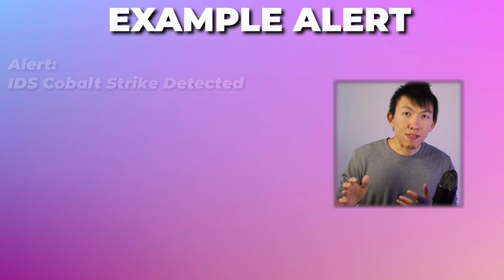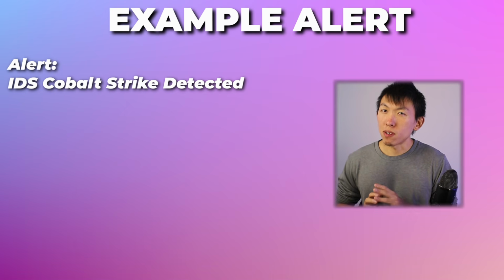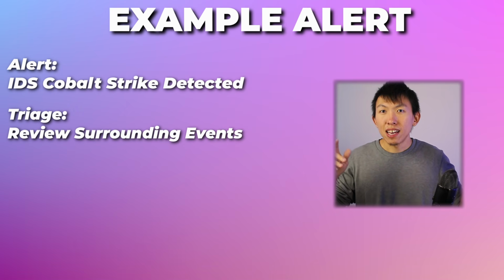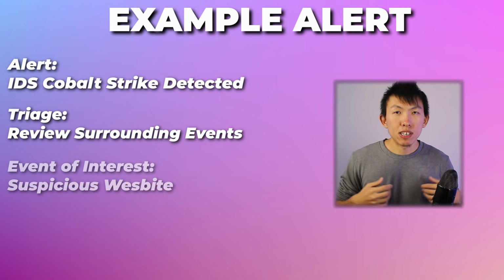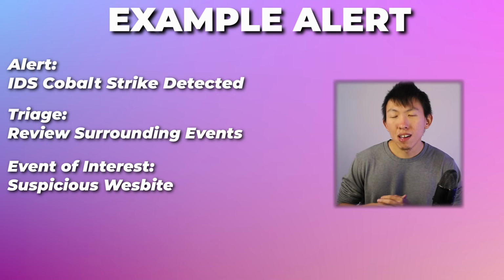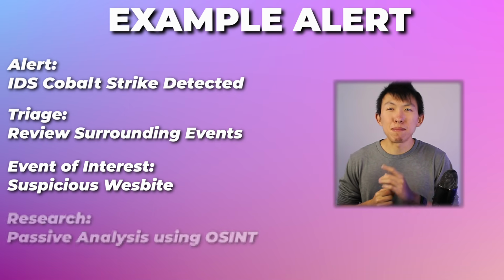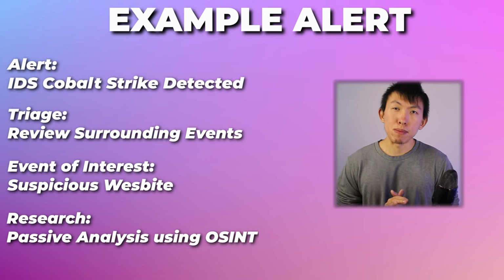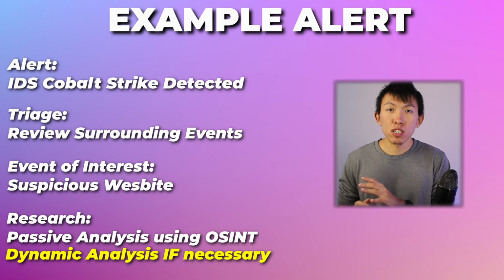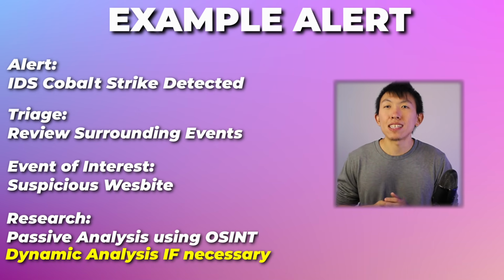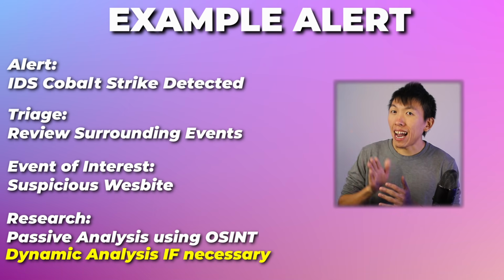For example, if an IDS alert was generated for Cobalt Strike, the analyst would then begin by looking at surrounding events, and if they identified the user had accessed, let's say, a domain called malware.com prior to the alert, they could then perform additional analysis on that domain. Analysts can utilize domain reputation tools for passive analysis. And if they have the go-ahead, they can perform dynamic analysis by looking at the domain's behavior, by accessing it.